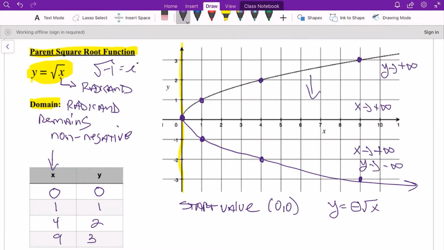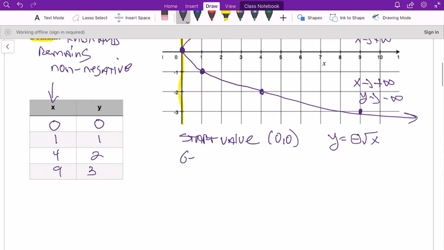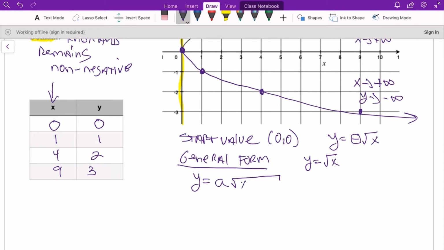All right, the next thing I want to talk about is the general form of the graph, because we're going to use this information to create the rest of the graphs. The general form, now I know we have just y equals square root of x, but the whole formal way to write this function would be y equals a times the square root of x minus h plus k.